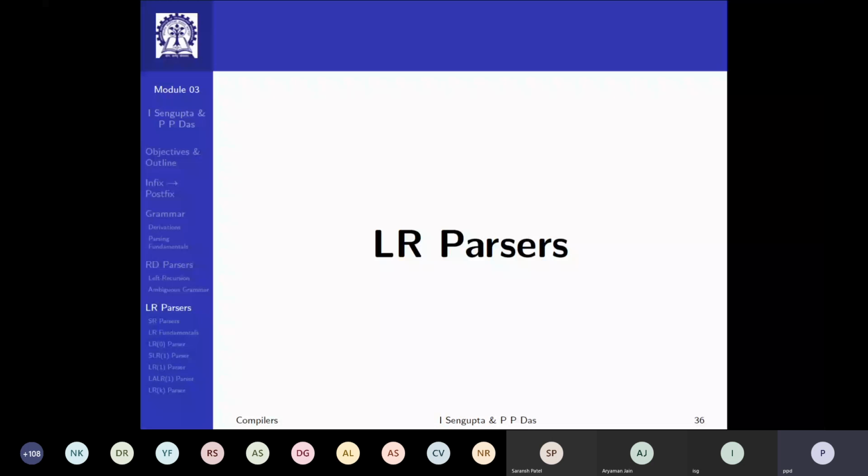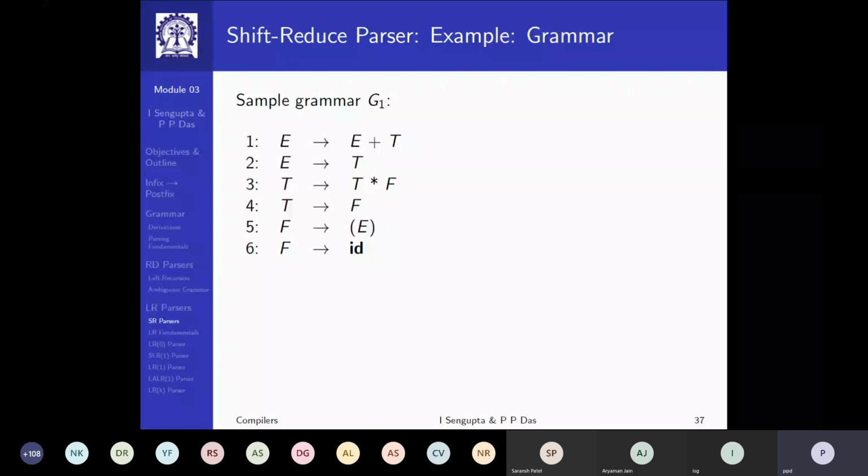which are called the bottom-up parsers. As a class, most of them are called LR parsers. We'll understand what LR means. But they are also called shift-reduce parsers. So let me slowly get you started with an example of such a parser.